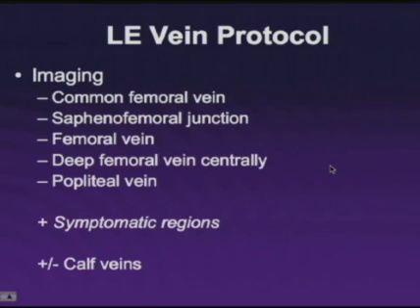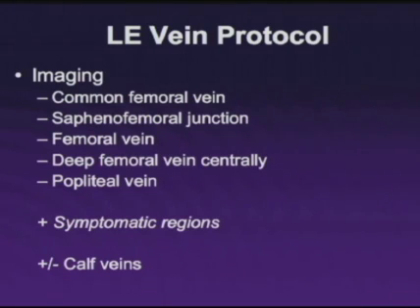When we look at our lower extremity protocol, we want to make sure that we have a complete evaluation. And this includes evaluation of the common femoral vein, including the saphenofemoral junction, the entire length of the femoral vein, the central portion of the deep femoral vein, and the entire portion of the popliteal vein. At the very least, evaluation of the calf should include any areas that are symptomatic, and many centers include the calf veins as well.